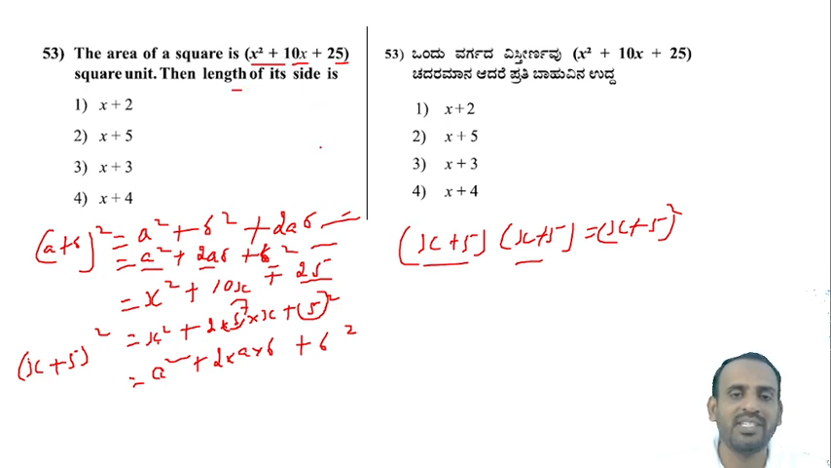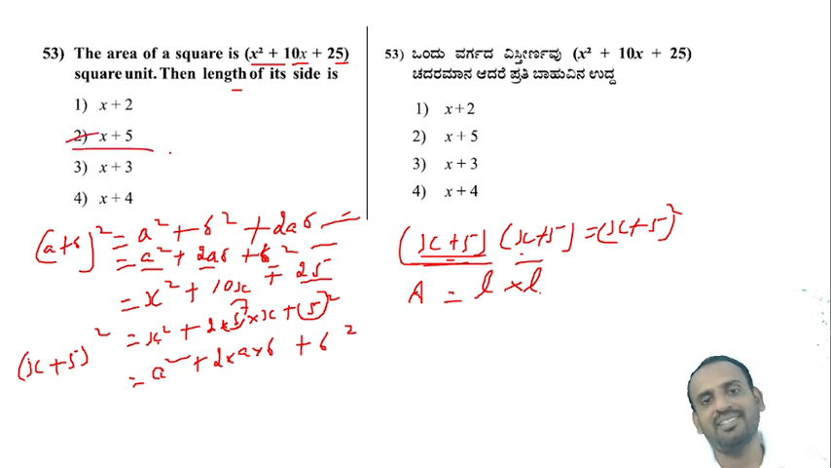So the length of its side is x plus 5, because the area of a square formula is length into length. So both are having the same. So one length is x plus 5. So option number 2 is the right answer.